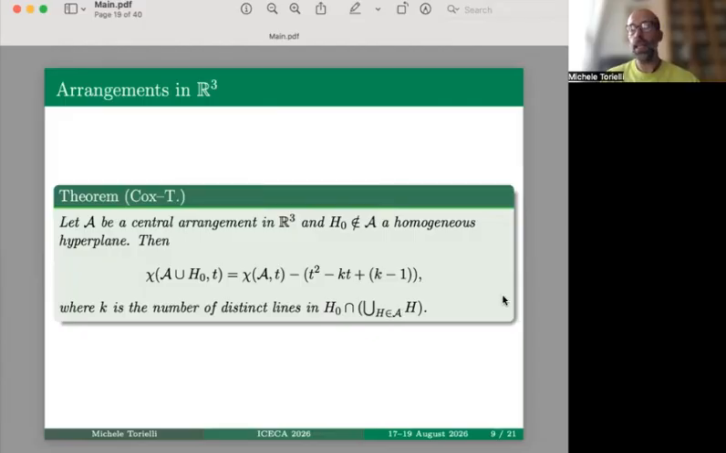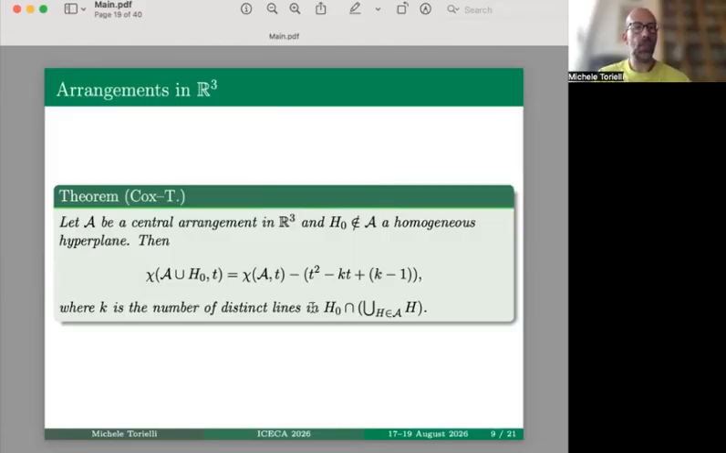So the idea here is the following. If I know the characteristic polynomial of A, I want to add one hyperplane, and I want to be able to sort of control how this characteristic polynomial changes. The thing to notice is that in this case, this comes directly from the addition-deletion formula. But in general, it's actually a hard task.